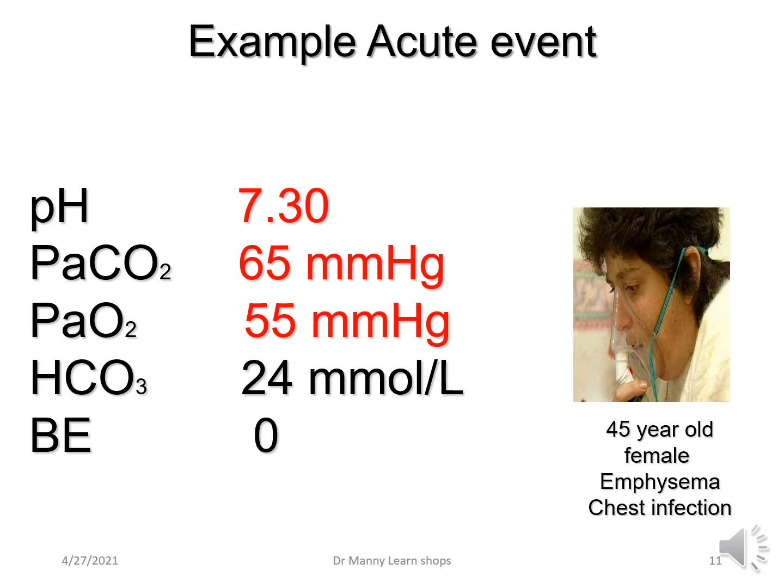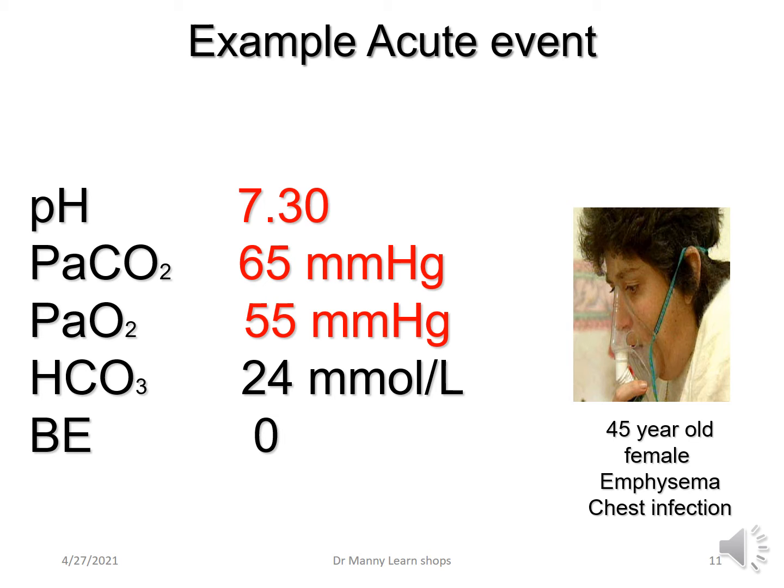Here's an example. Take an acute event. You've got a 45-year-old female who's got emphysema. She's got chronic lung disease. And unfortunately, she's developed a chest infection. And because she's developed a chest infection, she now goes into probably a respiratory problem. I'll let you look at it. The pH is 7.3, less than 7.35. This is an acidemia.